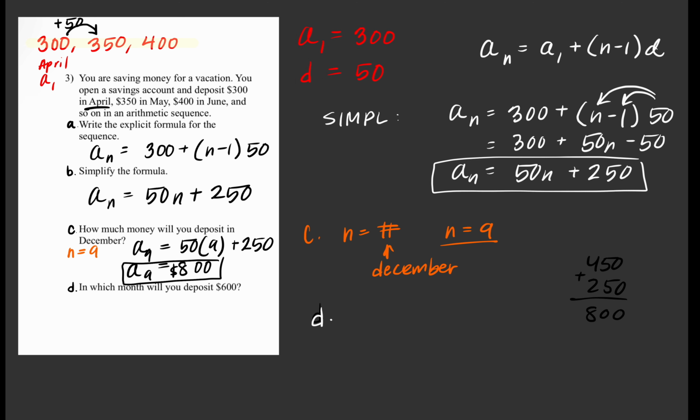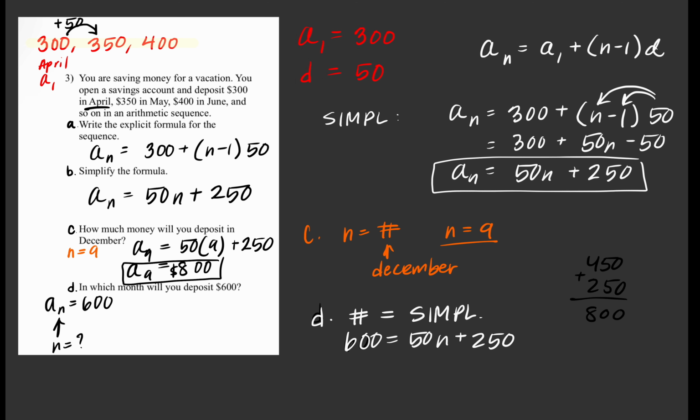Part D will always be the number that is given to us is equal to the simplified, because we know that the number that is given here is for our month. It is a of n. It is a of n is equal to 600. I am trying to find what n is equal to, because it is a question right now. It is what my unknown is. So if I set 600 equal to 50n plus 250, we can solve for n.